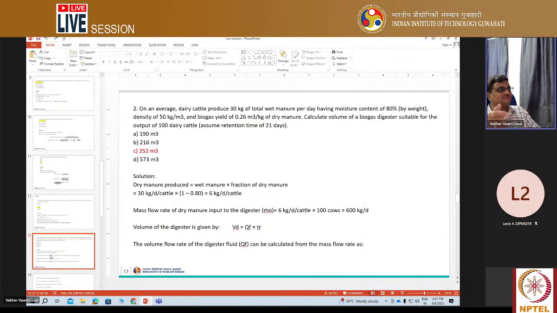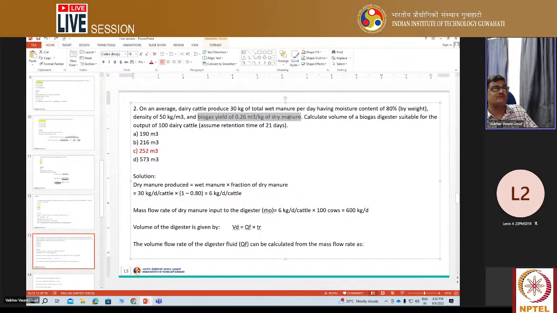Another one along similar lines: on average, a daily cattle produces around 30 kg of total wet manure per day, which has a moisture content of 80%. The density is this much, and the biogas yield is around 0.26 meter cube per kg of dry manure. With the help of this, we need to calculate the volume of the biogas digester suitable for the output of 100 dairy cattle, and the assumption here is a retention time of 21 days. So this is the right answer for this particular example.